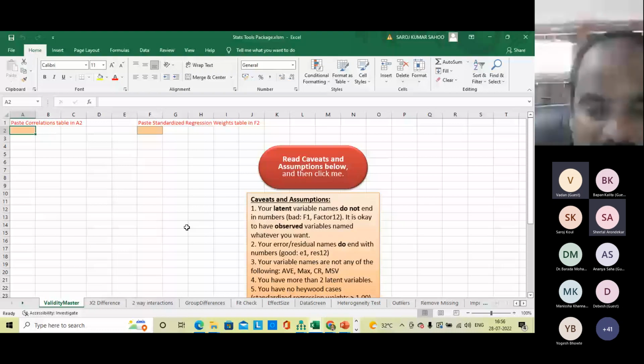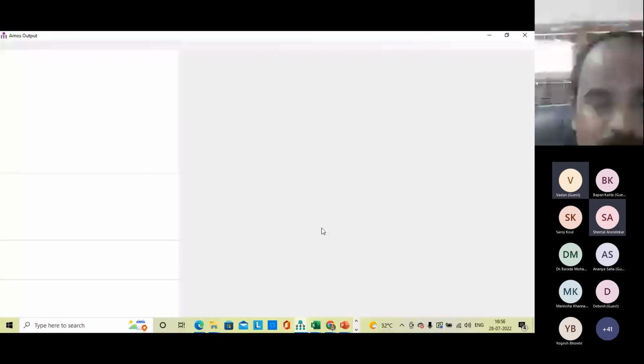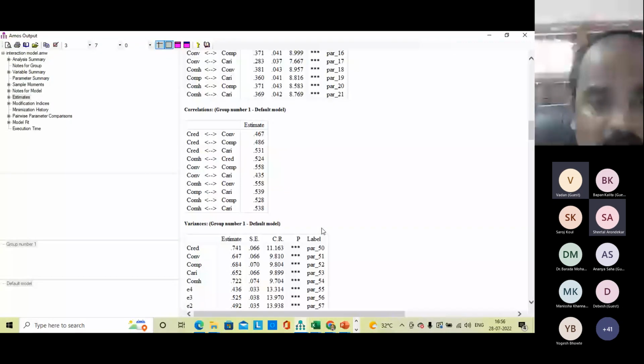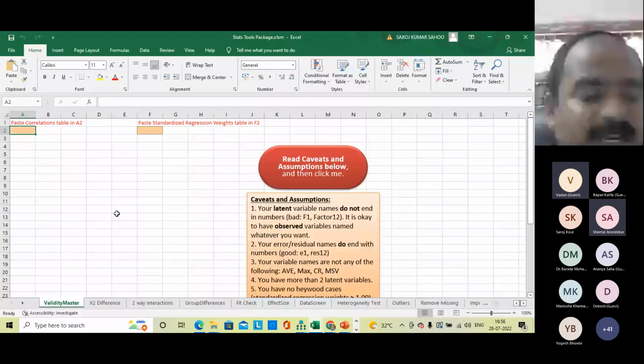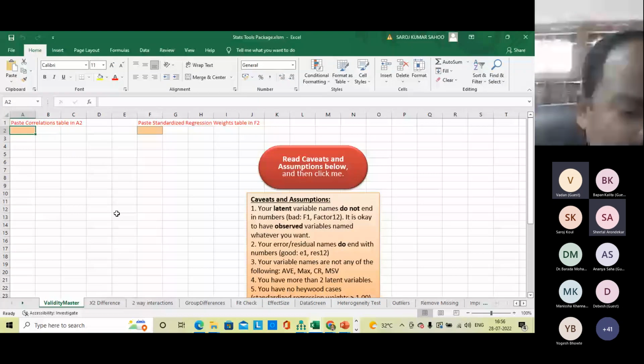I am doing the same procedure. Look here. I am going to the output of the AMOS file, then copying the correlation table, going to the recent Excel sheet of the reliability validity master, and then pasting it.